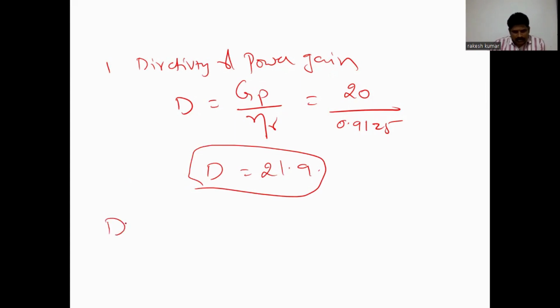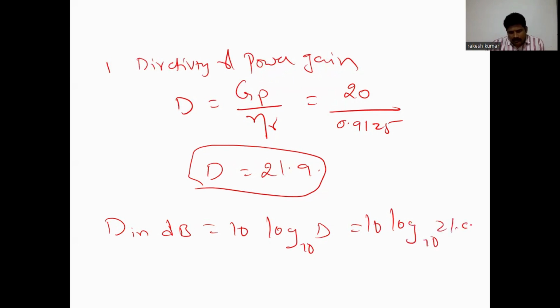Okay, so the same thing, directivity in dB. The formula is 10 log of directivity, that is 10 log of 21.9. So directivity in dB is equal to 13.4. Okay, so this is a simple but very important problem. Next, let us consider another question.